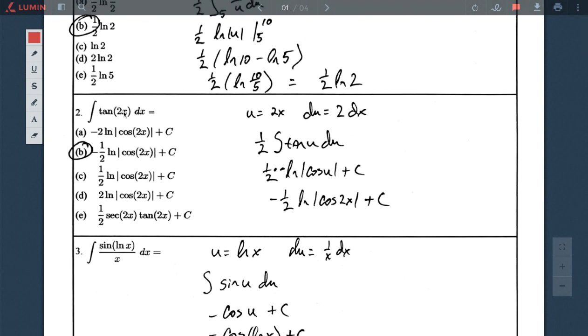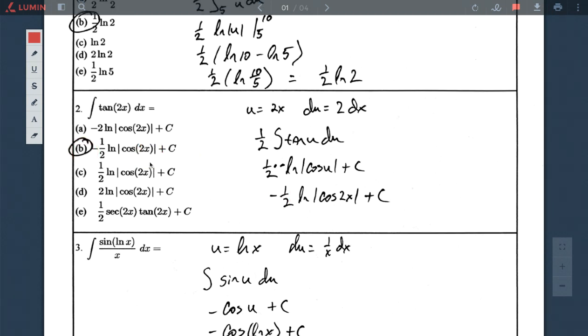All right, next one, u is going to be 2x. Derivative is 2dx. There's no 2 in here, so I need a 1/2 out front. So it's the integral of tangent u du. If I integrate tangent u, tangent u is the negative natural log, absolute value cosine u plus c. Plug your u back in and move the negative to the front, and we get our answer right there.